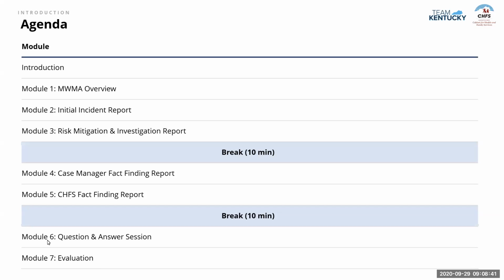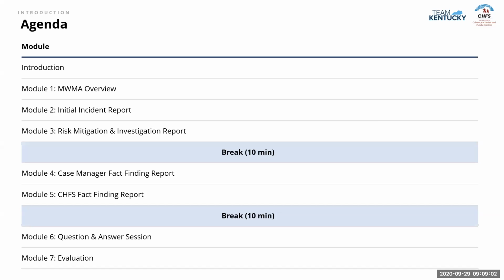Module 2, we're going to jump into the initial incident report. We'll talk about, again, how that is conducted in the system, what your role is with that report, and what your responsibilities are there. And then after that, we'll jump into module 3, which is the risk mitigation and investigation report. That report is the follow-up report to the initial incident report.